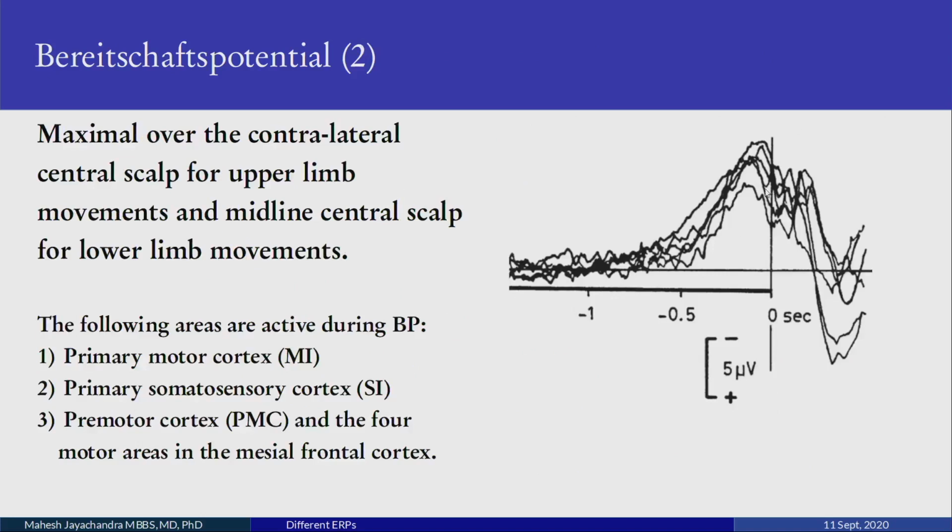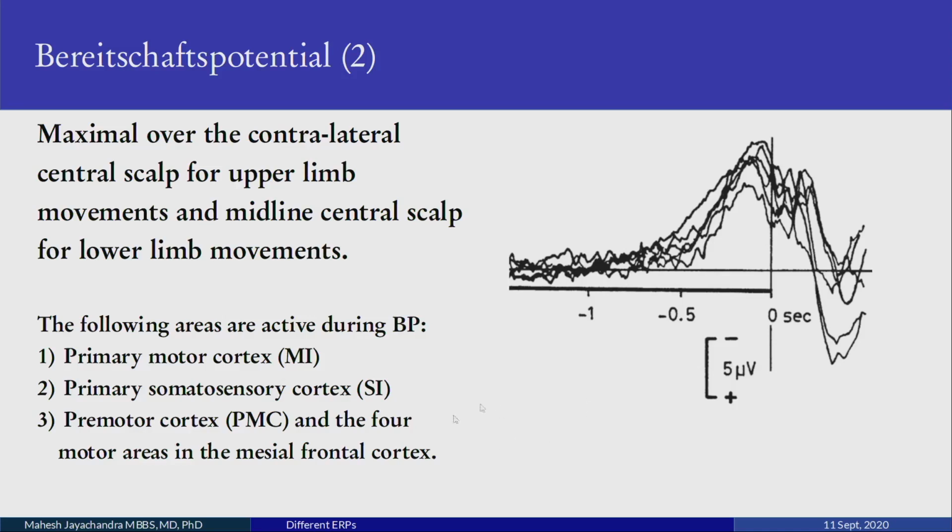So this is a classic Bereitschaft potential. You have individual responses, very good recordings. There's no noise at all, and it's maximal over the opposite side of the scalp for upper limb movements, and comes in the midline for lower limb movements. That's because of the way the hand and the leg are represented on the opposite side of the brain.